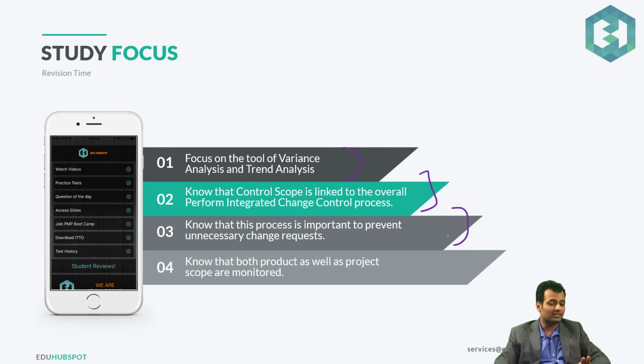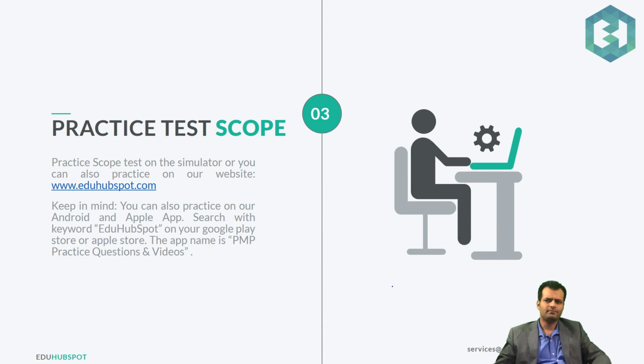So you don't like change requests. Remember, you don't like unnecessary change requests. And if you try to control the scope in a good way, as defined in your scope management plan, you would be successful in doing that. Know that both product as well as project scope are being monitored. So it's not just specific to your product scope, the features. It's also about the project scope which is being monitored here.